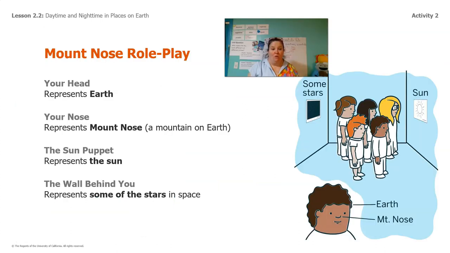We're going to do a role play. So your head represents the earth. And imagine that your nose is a mountain on earth. So we really have to use our imaginations. So our head is the earth, our nose is a mountain on earth, okay? And I'm going to use my sun puppet to be the sun, right? And then I just took a piece of paper and I drew some stars on it. See my paper? And so I'm just going to put this on the wall behind me.